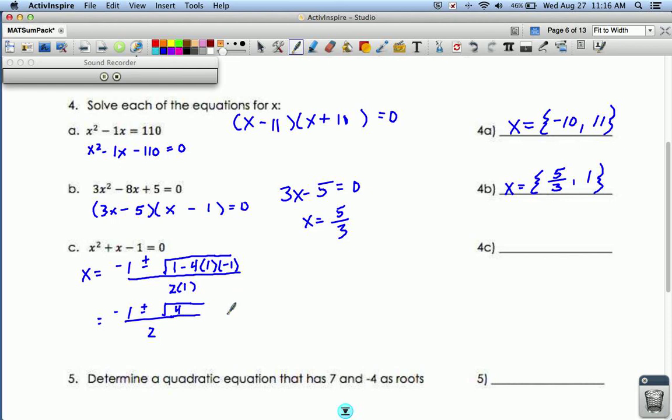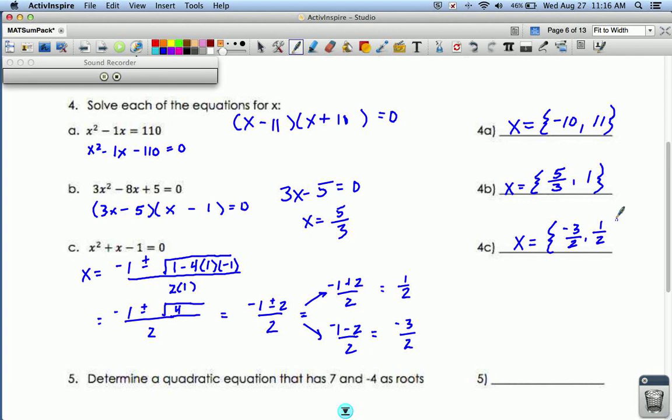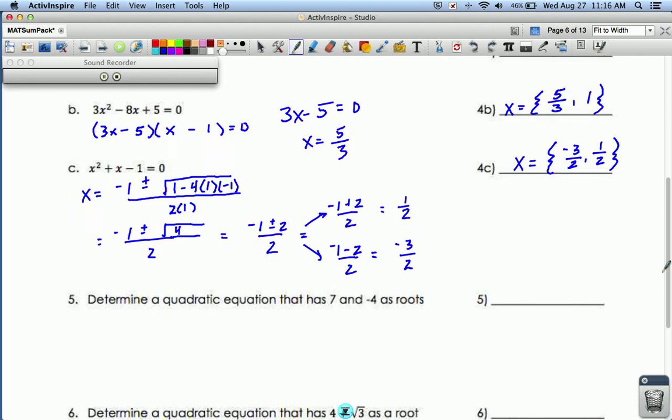So this is actually working out kind of nicely. We have negative 1 plus or minus 2 over 2, which gives us one of two options, negative 1 plus 2 over 2 or negative 1 minus 2 over 2, in which case we get 1/2. And here we get negative 3/2. Negative 3/2 and 1/2. So there we go.